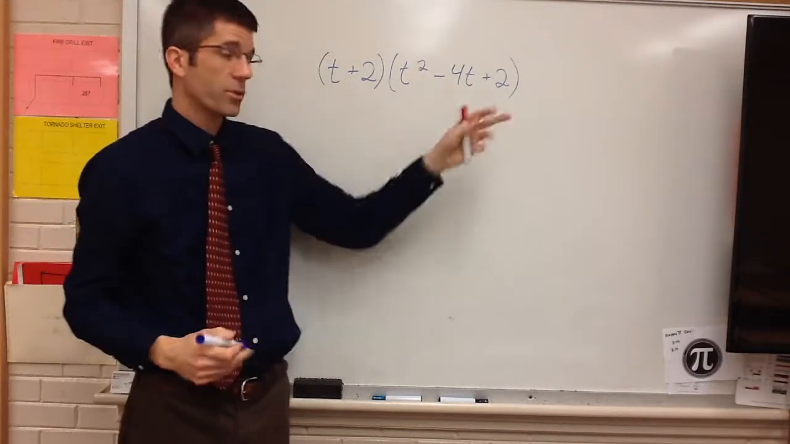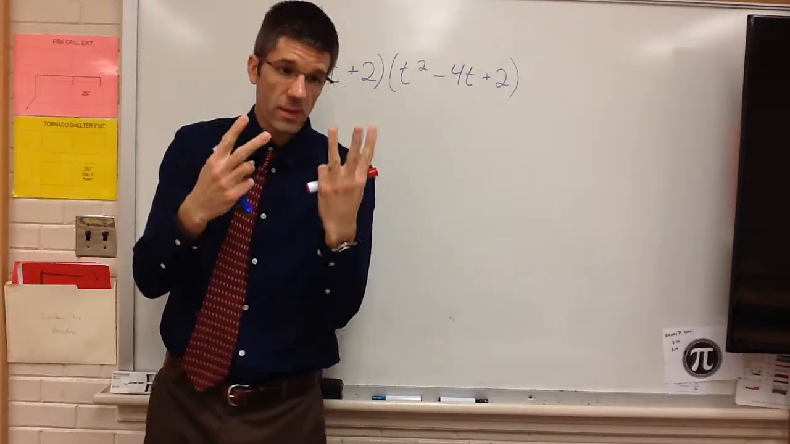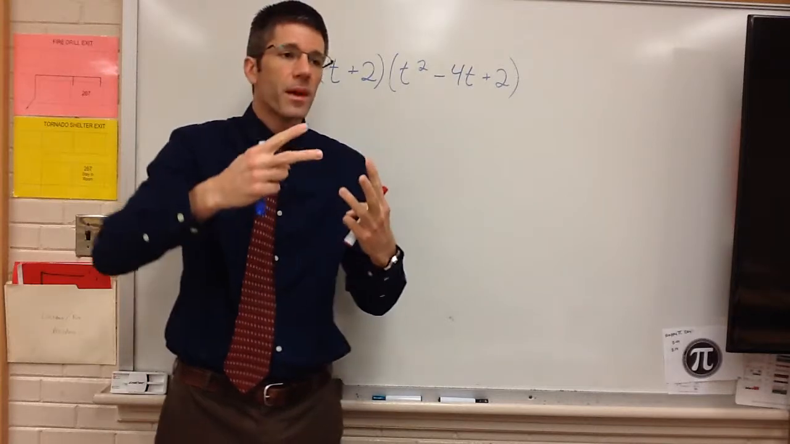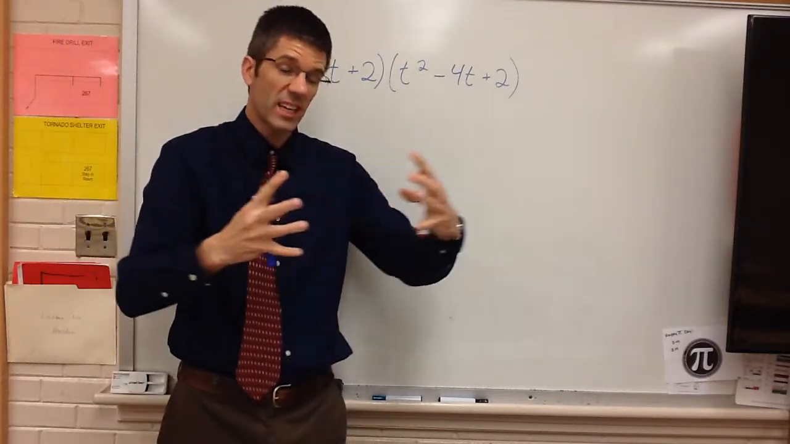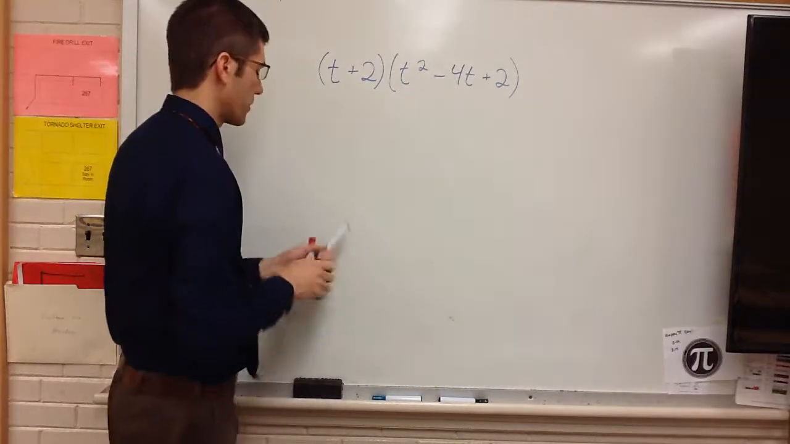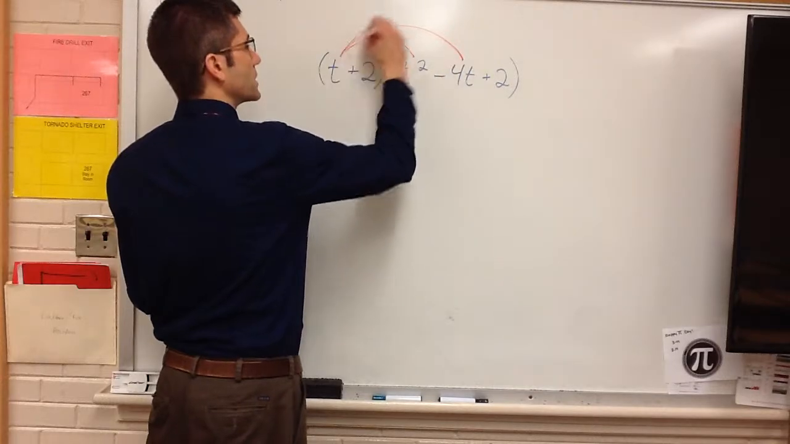We are going to distribute this to all three terms, and distribute this to all three terms. Keep in mind, I'm multiplying two things times three things, so this is going to get pretty big. We're going to have 2 times 3, 6 terms here, and then we'll have a lot of like terms, and we'll clean it up. So t times t squared, t times negative 4t, t times 2.